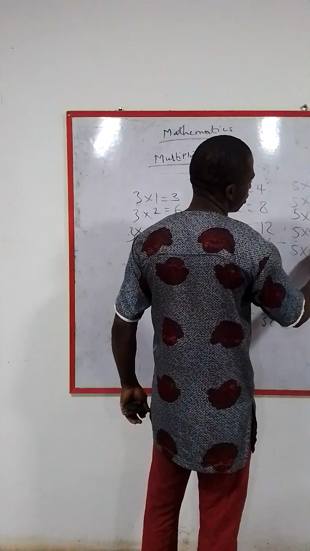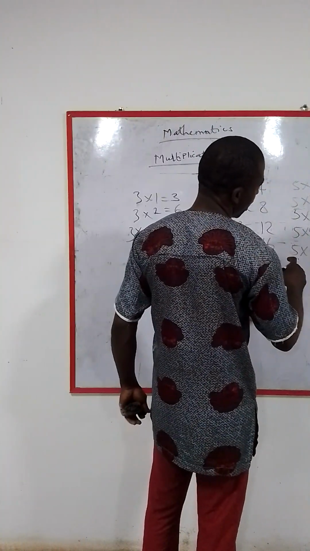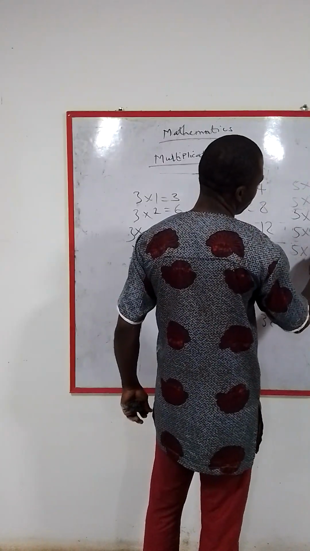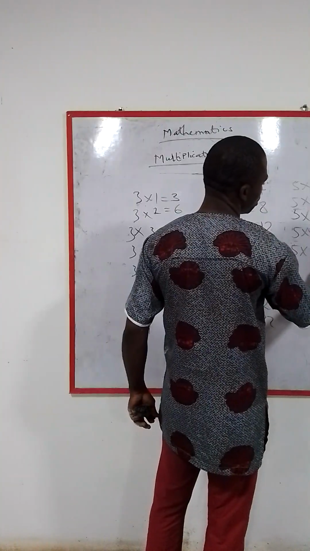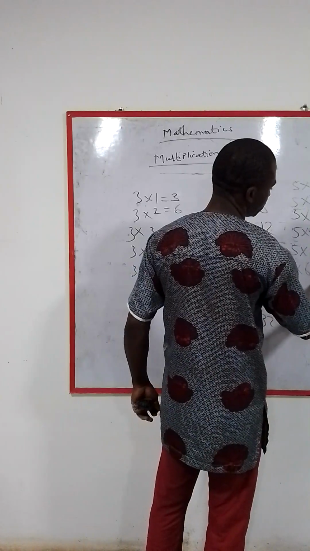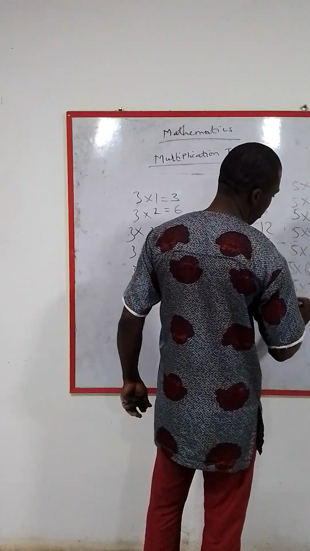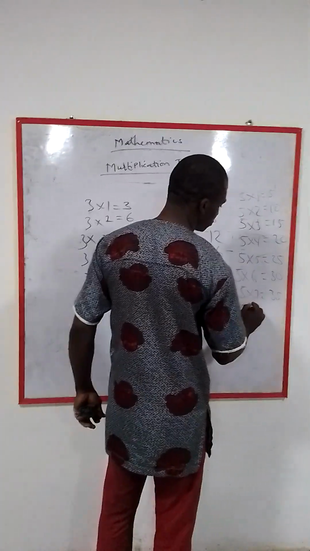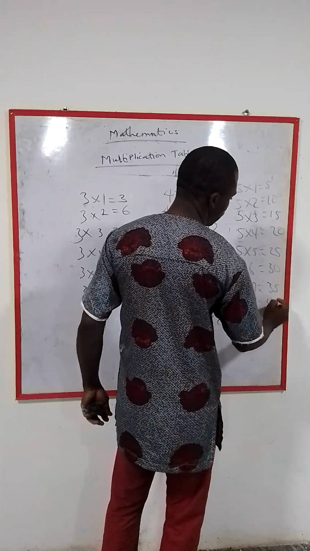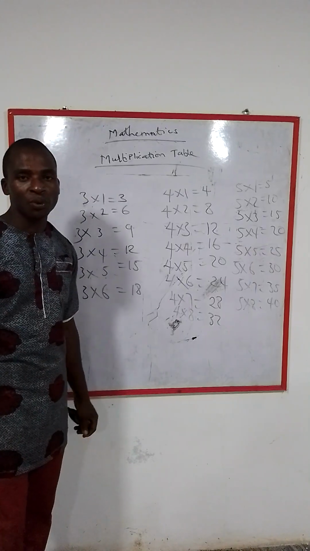5 times 5 rather, when you add 5 to 20, you have 25. 5 times 6, when you add 5 to this, you have 30. 5 times 7, when you add 5 to this, you have 35. 5 times 8, when you add 5 to 35, you have 40. I will stop here. If you go on and on, you can do that and get your multiplication table.